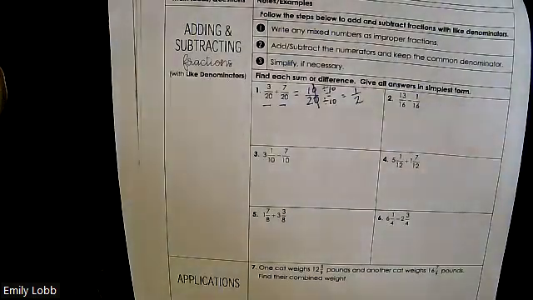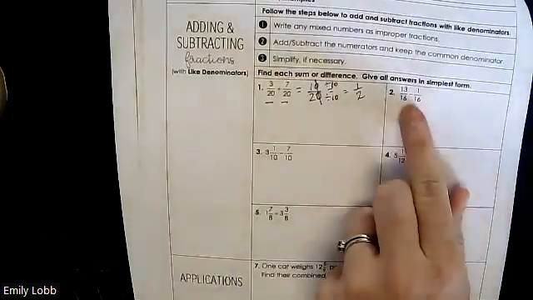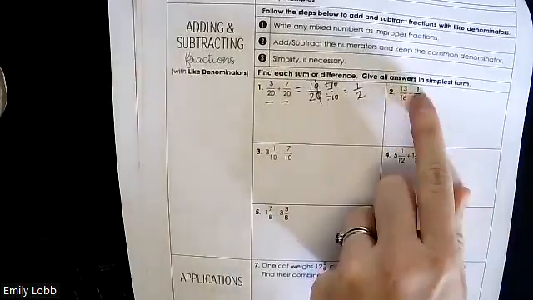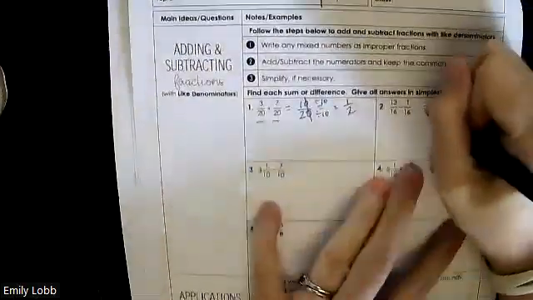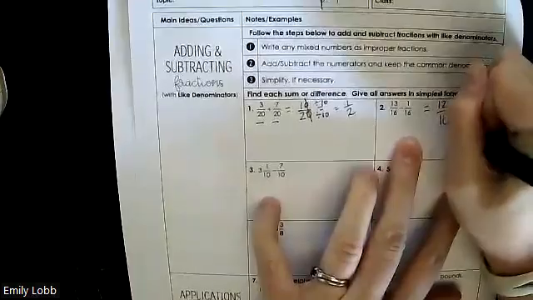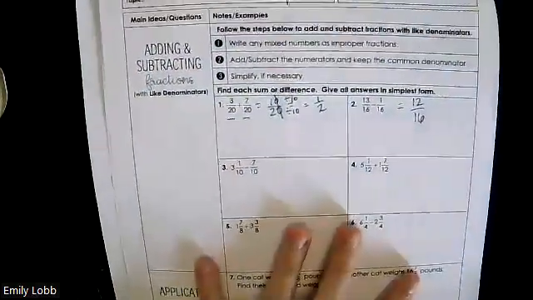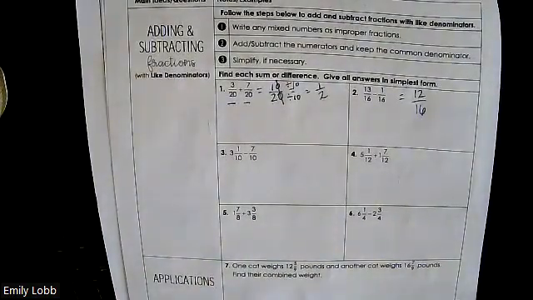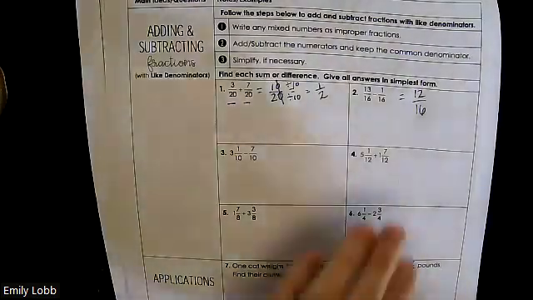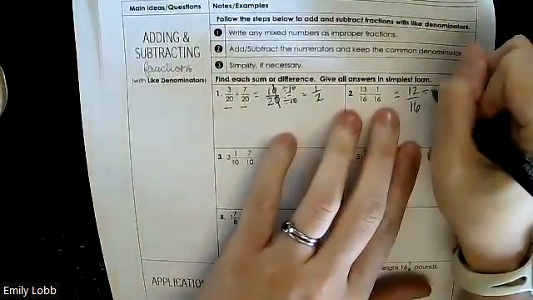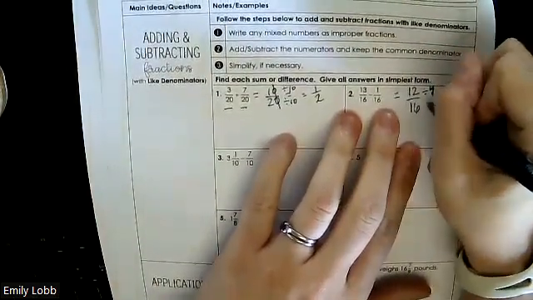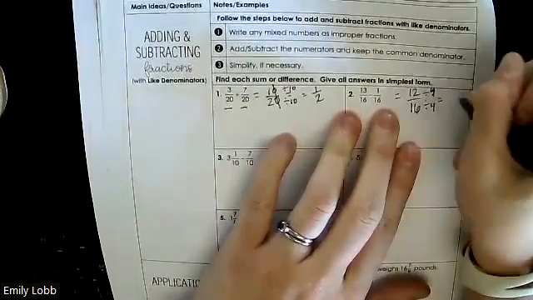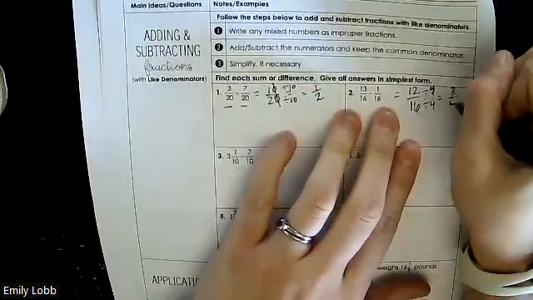All right, so our denominators are the same. So we're looking at 13 minus 1, which is what? 12/16. How can we simplify that? I could divide by 2. I could also divide by 4. I cannot divide by 6. So 4. 3/4.